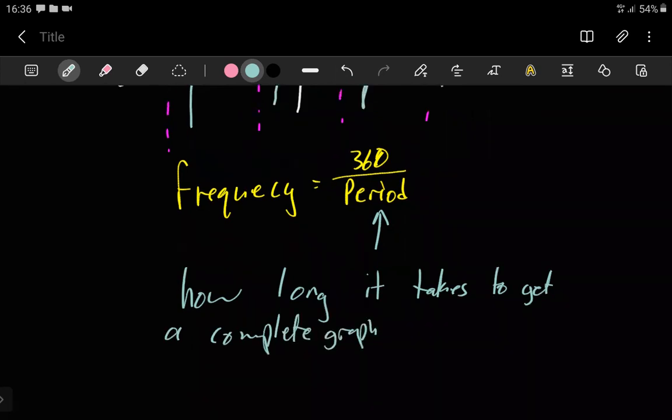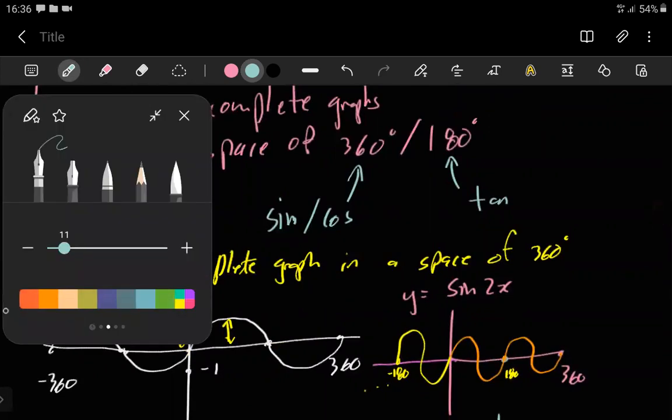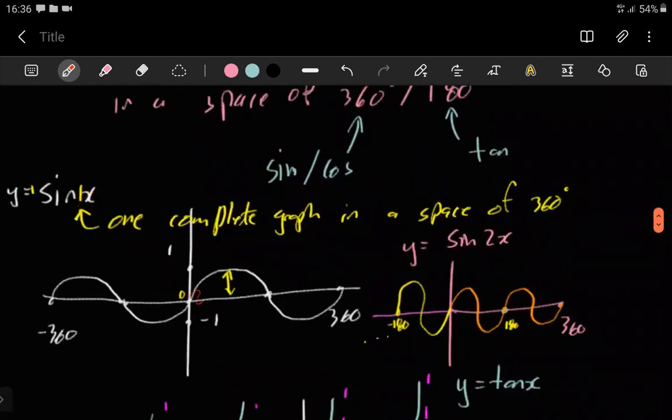You see, so these images are easier for us to use to give an idea of the period. Because there's one full graph in a space of 360, you can just ask yourself, how long does it take to get a full picture? It's just taking 360 degrees. And remember, a full picture just refers to one wavelength, which is basically from one point on the graph to a point where that motion is repeating.